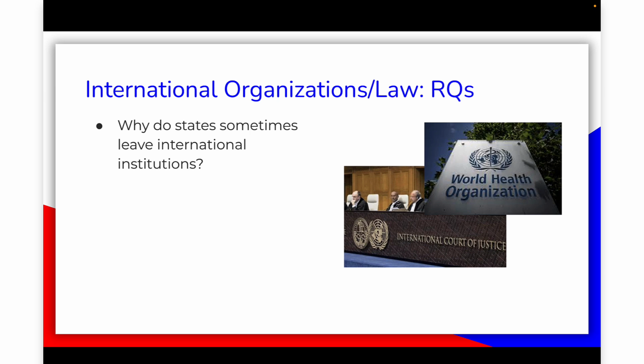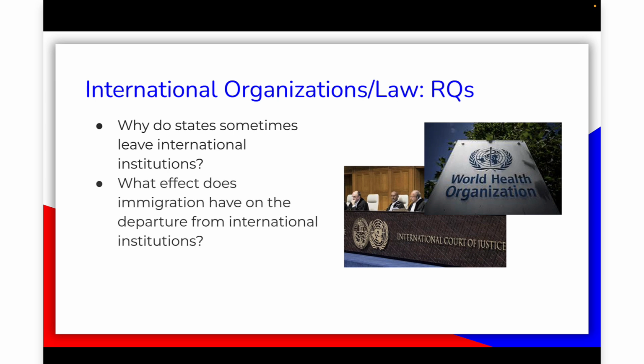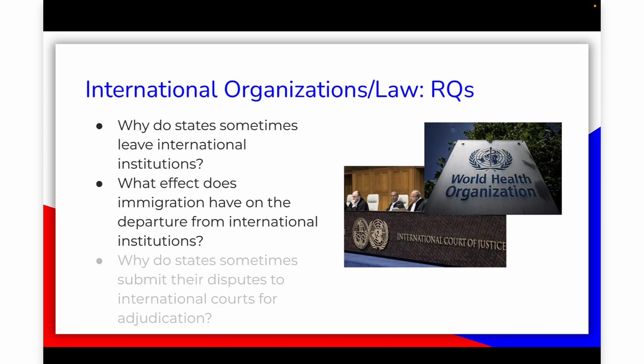So this is a very common one right now. Think about the United States potentially leaving the World Health Organization. Or maybe we have a "what effect" question, like what effect does immigration have on the departure from international institutions? Obviously for the UK, immigration played a great role in leaving the EU. And then maybe you also have a question: why do states sometimes submit their disputes to international courts for adjudication?